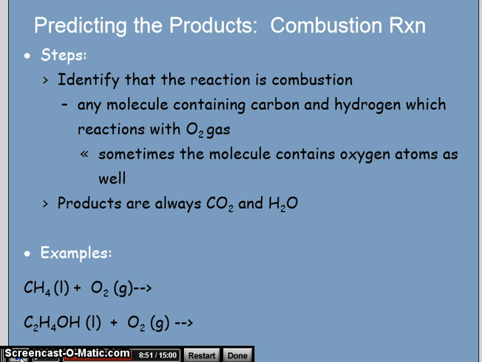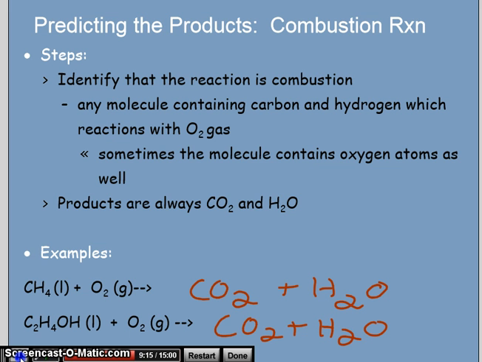Predicting the products of combustion reactions is pretty straightforward, as long as you can recognize that you have something with C's and H's, possibly an O, combining with O2. The products are always CO2 and water. So simply fill them in and then balance the equation. I will leave that to you guys as a challenge problem.